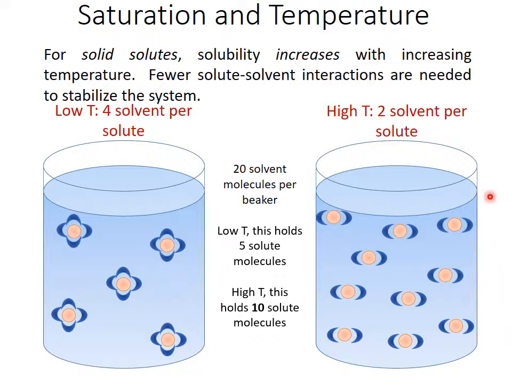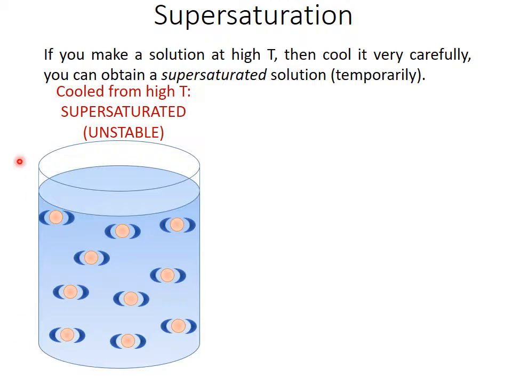But what if we took this hot solution and we cooled it down? This is how we get supersaturated solutions. You make a solution at high temperature when it can hold more solute, and then you cool it very carefully. That extra solute is what causes the supersaturation. Now, a key thing to remember about supersaturated solutions is they are unstable. We've cooled this back down to a point where it really would prefer to have 4 solvent molecules around each of these solutes, but because of that ratio, it can't.